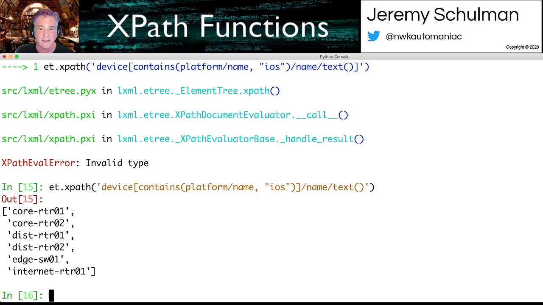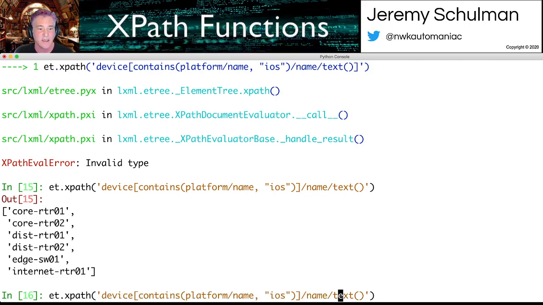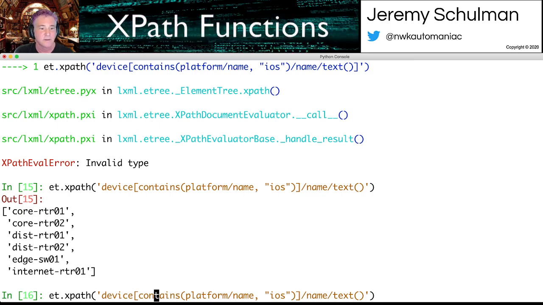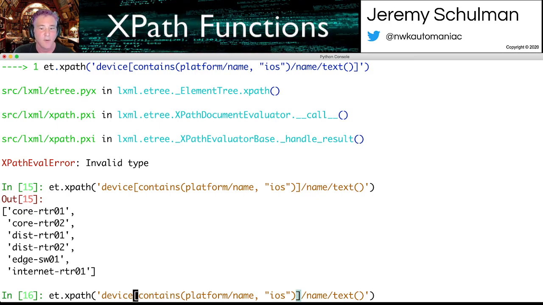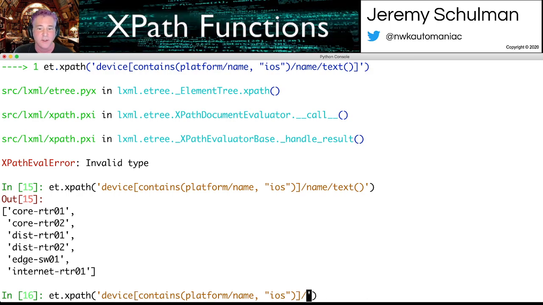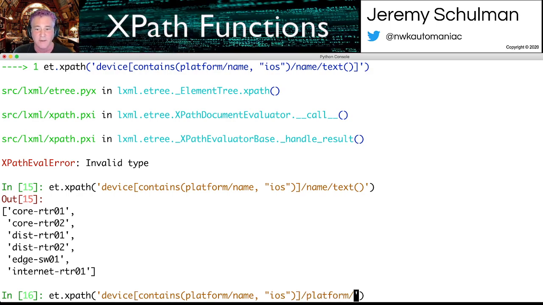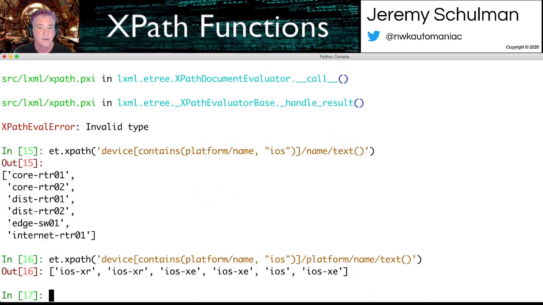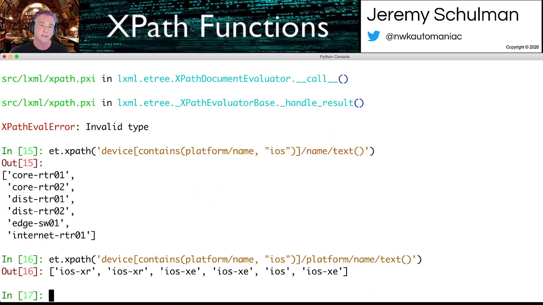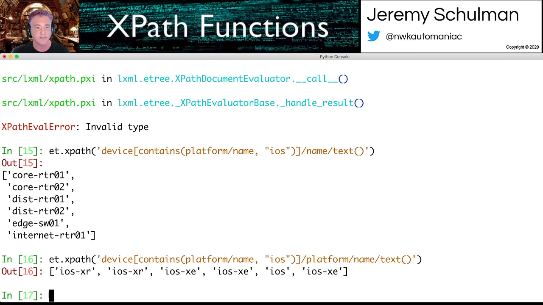We could check that simply by looking at those values. For example, I want to first filter on those values, and then I actually want to put, I say, I want the platform name text value. So I can see that that filter actually worked. So that's contains. Just like Python contains, it works the same way.